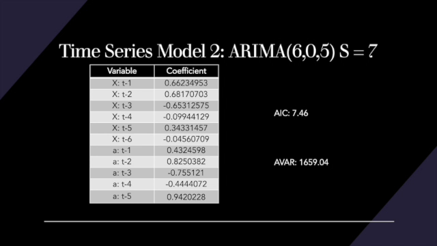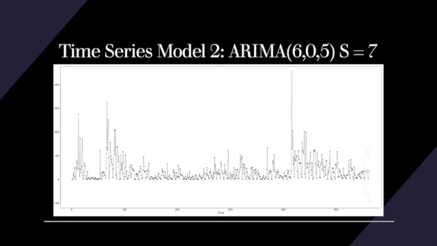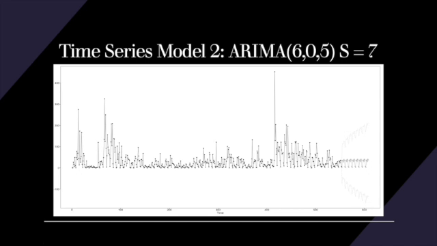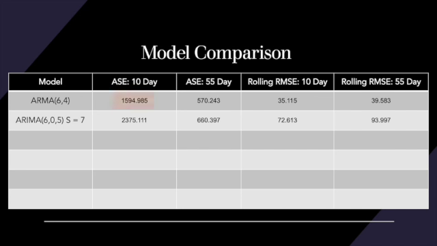Next, we modeled the sales data using an ARIMA 6,0,5 stationary component as well as a weekly seasonal component. This model has an AIC of 7.46 and a white noise variability of 1,659.04. Next, we can see here our 10-day prediction and our 55-day prediction, which really illustrates the repetition of that weekly cycle. Now, when we compare our two models, we can see that the ARMA 6,4 wins out in every category.